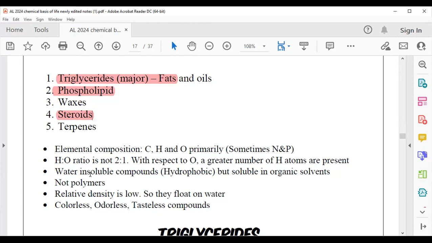Yes, sir. Good. And their density is less than water, so they float on water. They don't have color. They don't have odor. And they don't have any taste. Okay, so there are very few points to you regarding lipids. Fine.